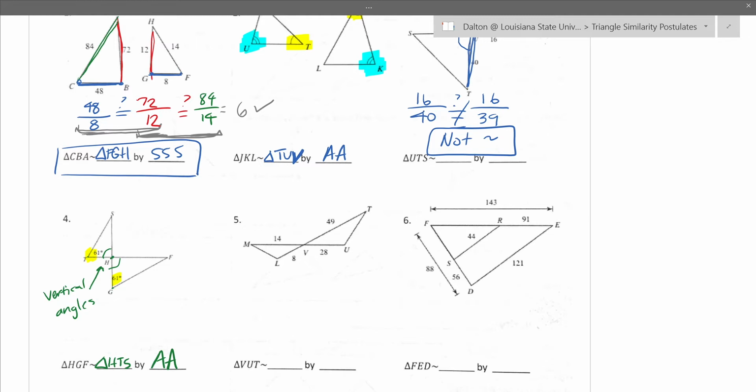Number 5. Again, I have two pairs of congruent sides, and I also know by vertical angles that this angle in the middle is congruent, or they're congruent to each other.